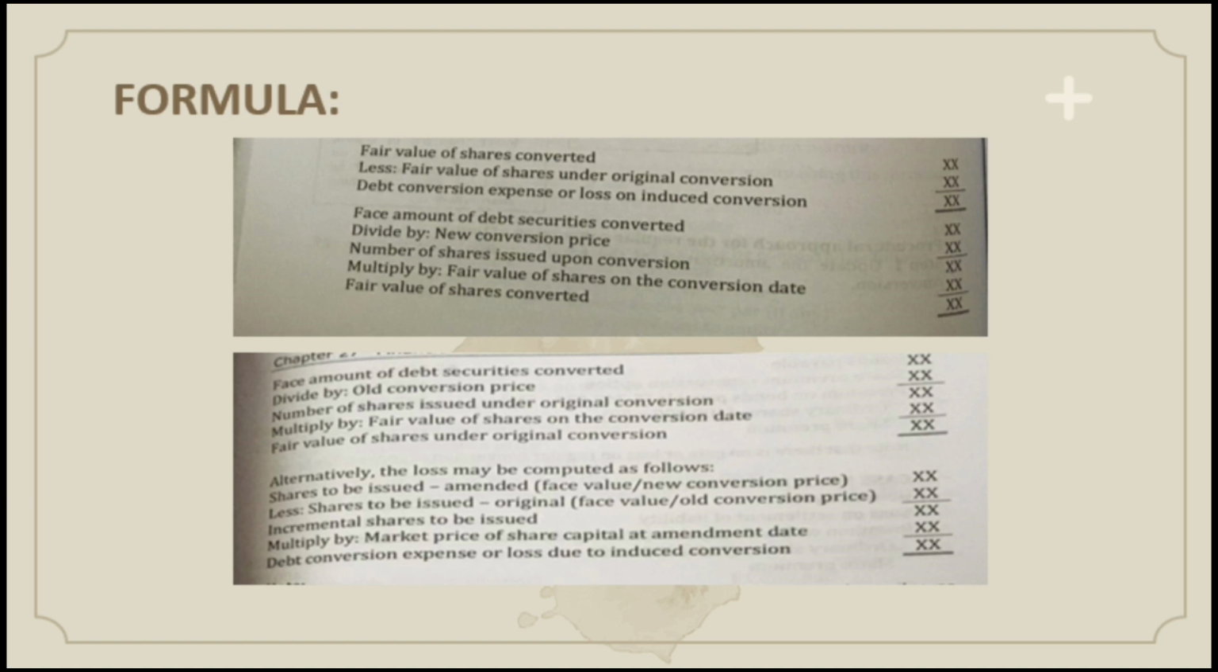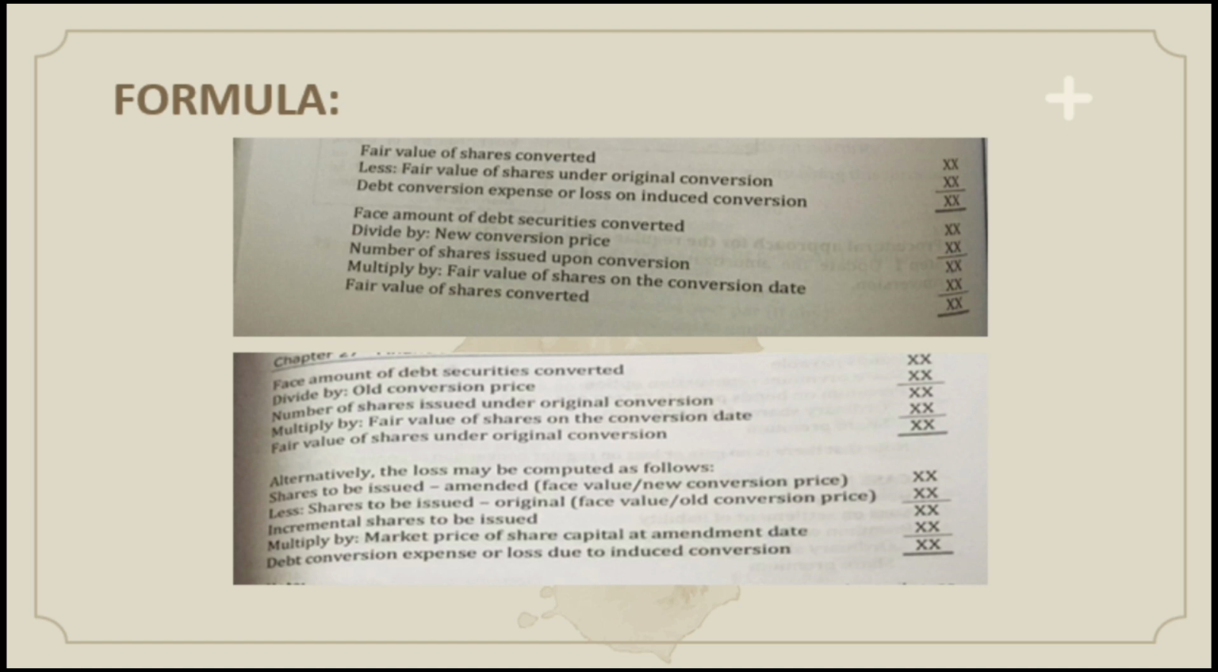And then, to get the fair value of shares converted, this is the formula: face amount of debt securities converted, we divide it by the new conversion price, and this gives the number of shares issued upon conversion, and then we multiply it by the fair value of shares on the conversion date, and that is how we get the fair value of shares converted.